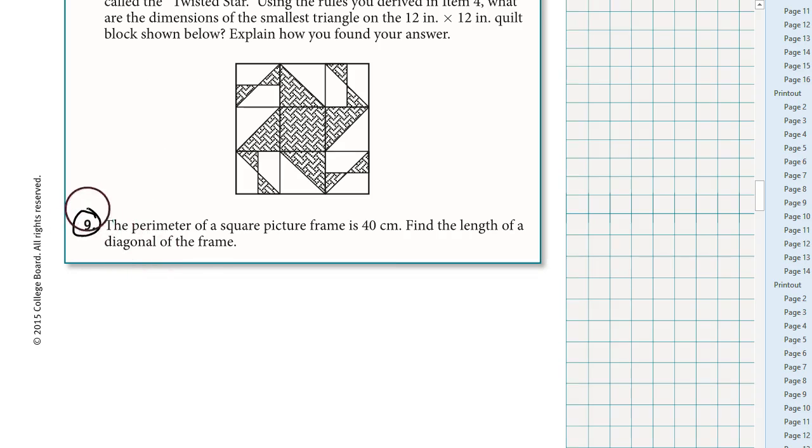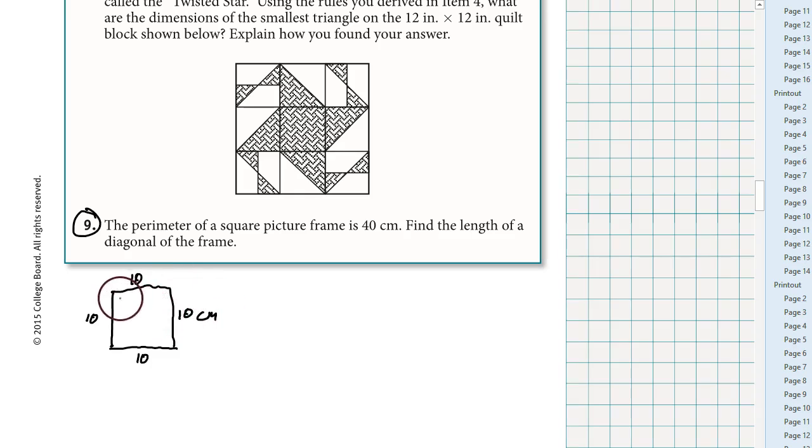Let's skip ahead to number 9. The perimeter of a square picture frame is 40 centimeters. Find the length of the diagonal. It always helps in geometry to draw pictures when you describe something in a sentence or a paragraph. So we have a square picture frame. If the perimeter is 40 centimeters, then each side must be 10 centimeters.